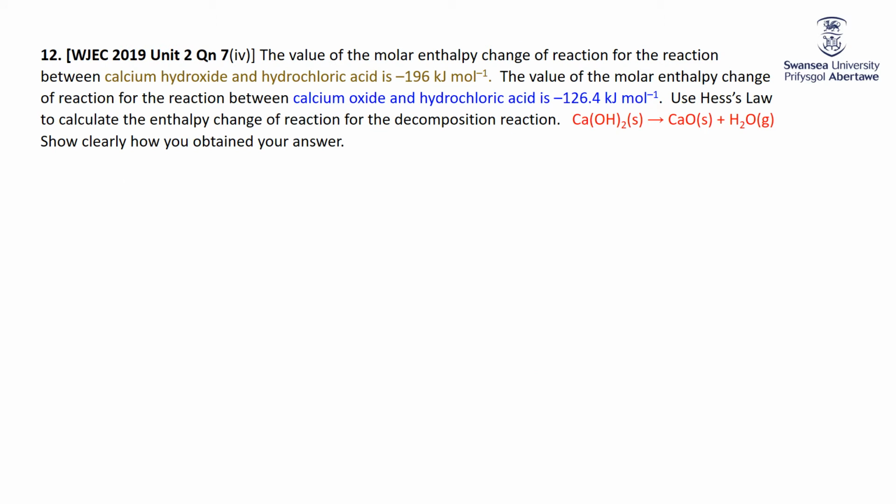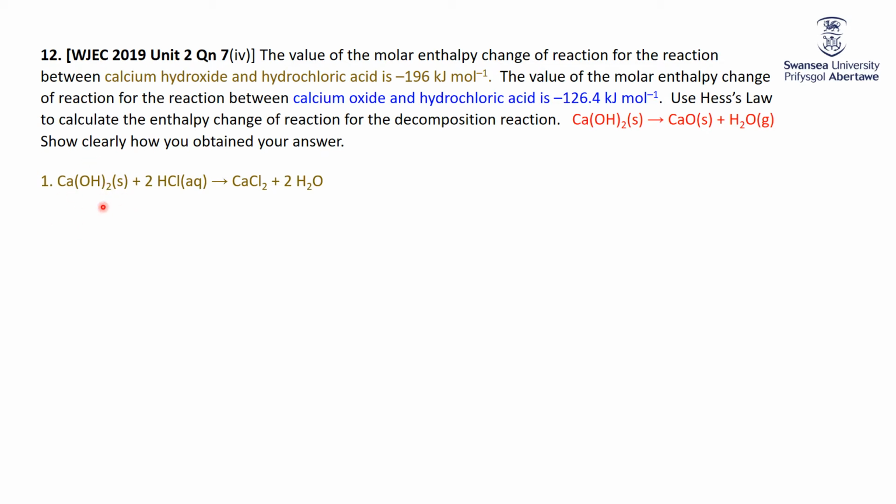Here we're given a couple of equations, right? Again, this was part 4, so I had to kind of put together some things. But anyway, the enthalpy change for the reaction between calcium hydroxide and hydrochloric acid is minus 196 kilojoules per mole. Okay, well, got to write that equation out.